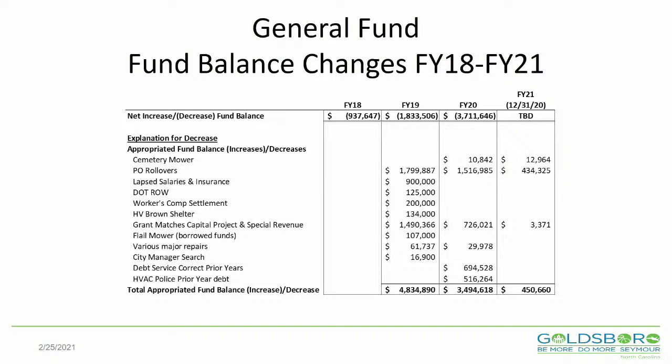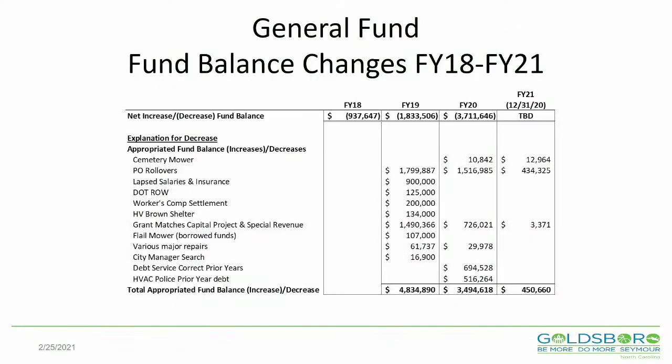Really big chunk in fiscal 19 is about 1.8 million in PO rollovers, which we've talked about. And if you can look at that line, 1.799 in fiscal 19, 1.5 million in 20, and then 434,000 in 21. So we're trying to stem that, and that's that whole thing about culture and philosophy, things of that nature. So we're trying to cut that down. Okay, and you're gonna get us that list? Yeah, I'll give it to you. Yeah, it's in the agenda. Yeah, you're more than welcome to it.